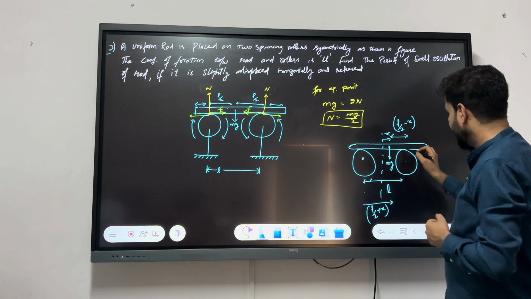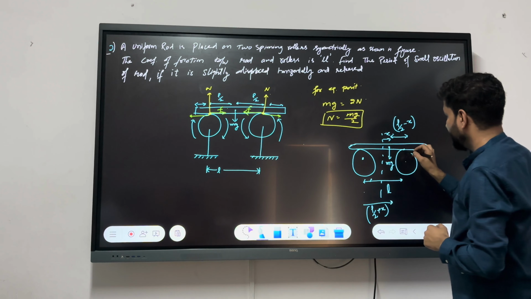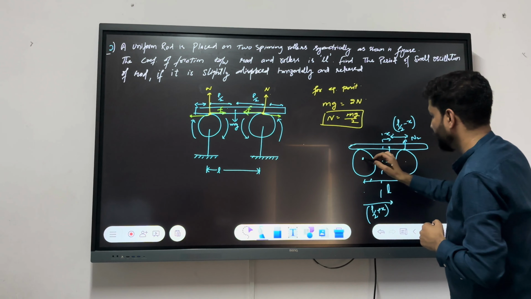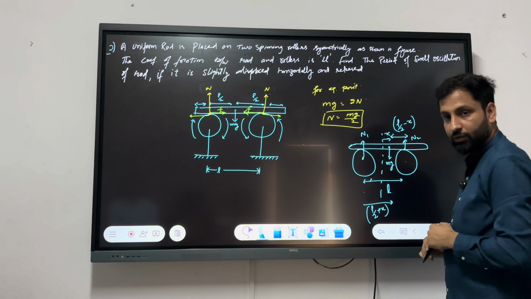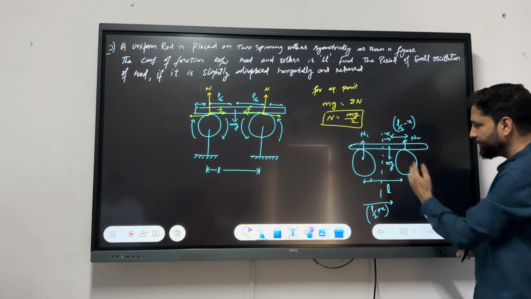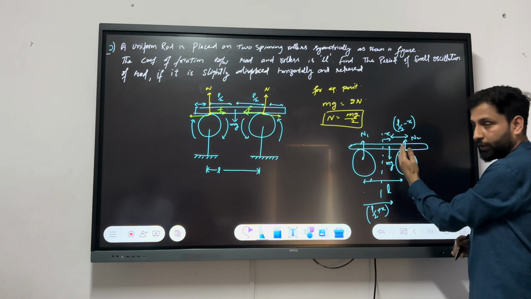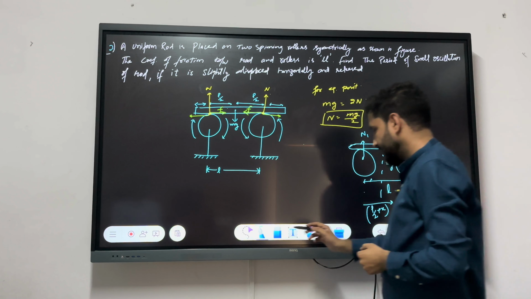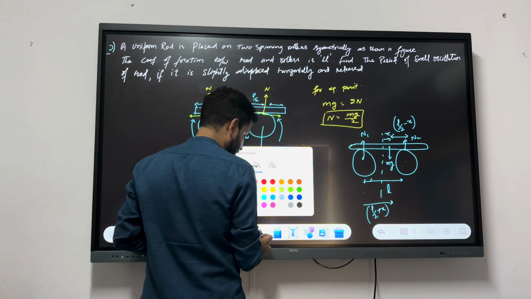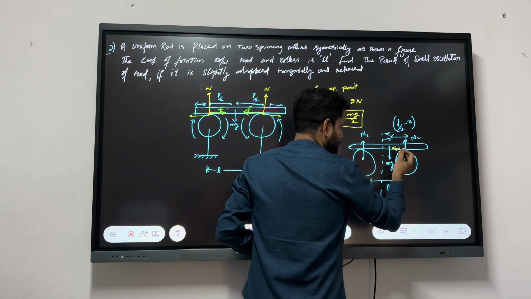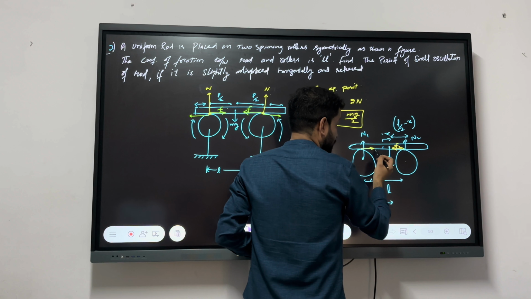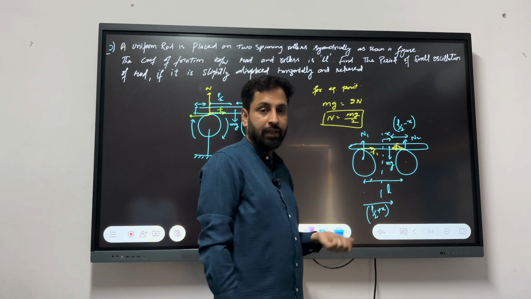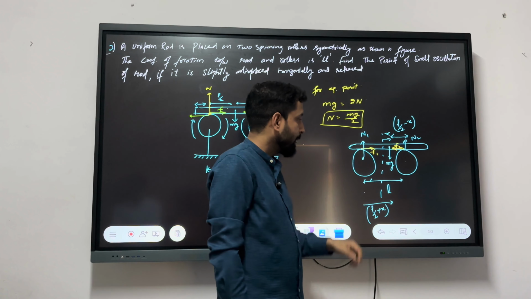Now at this point, the normal was N before, but here it will be some N2 and here it will be N1. So the normals will be different here. Why? Because mg is shifted towards the right. So N2 will obviously be greater than N. So the friction will be different in this case. Here the frictional force on the rod, let this be F2, and here F1. F2 will be greater than F1, because N2 is greater than N.